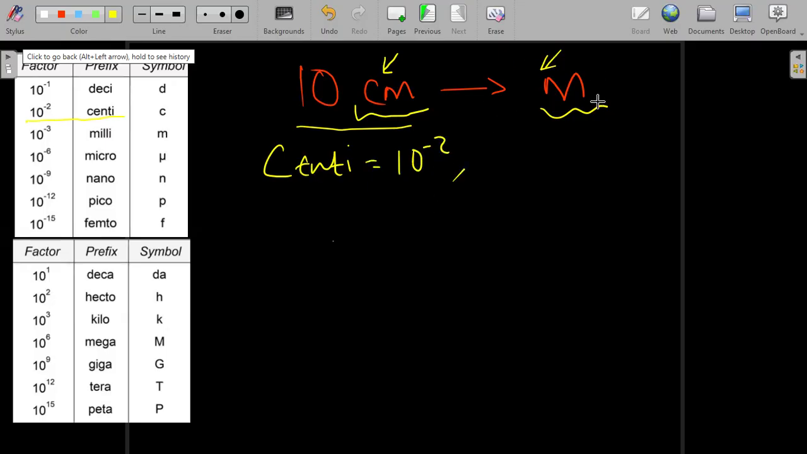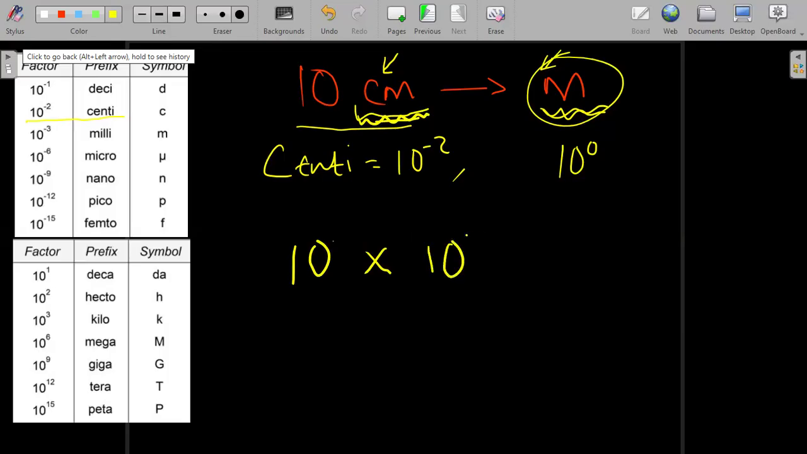And then on the other part, can we see any prefix there? No, we can't see any prefix because this is just meter. So the prefix there will just be 10 to the power 0 because there is no prefix. So when converting 10 centimeters to meters, we are going to write 10 and then multiply by the prefix that you are coming from, which is 10 to the power minus 2.